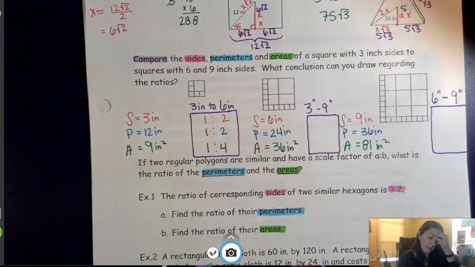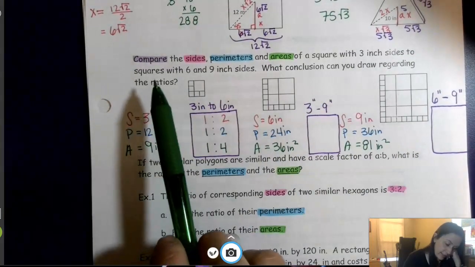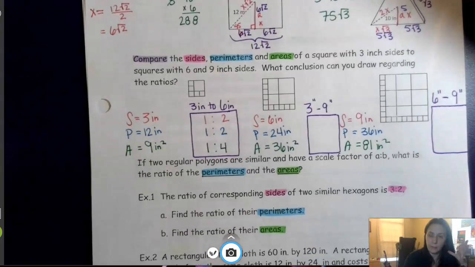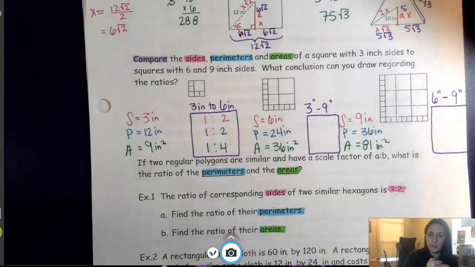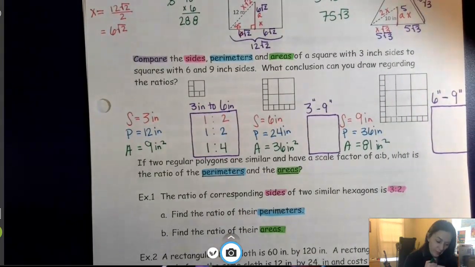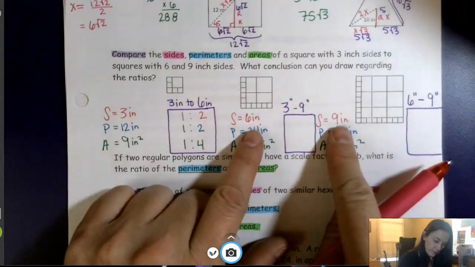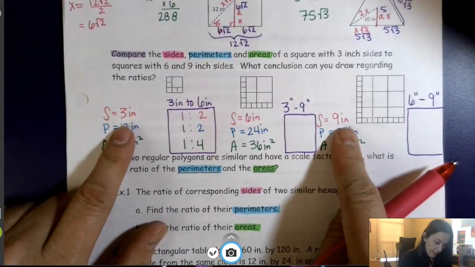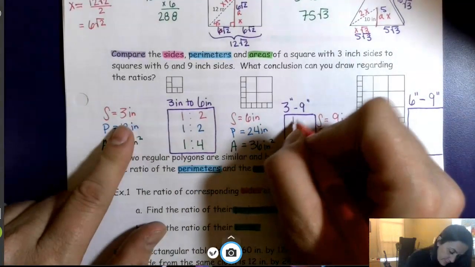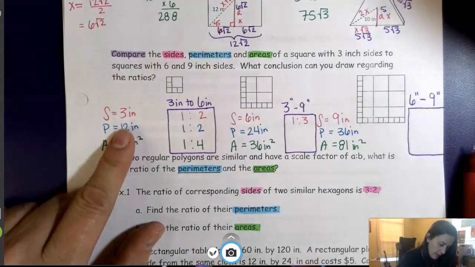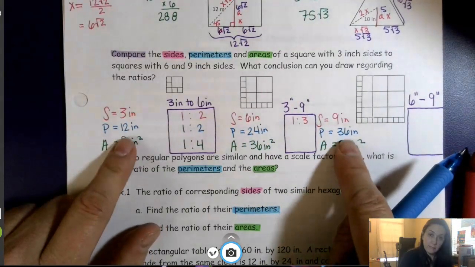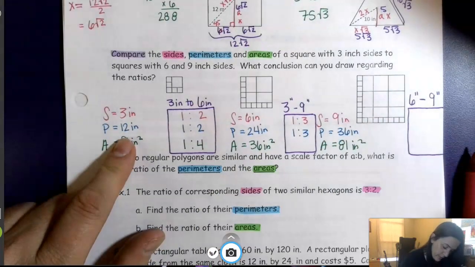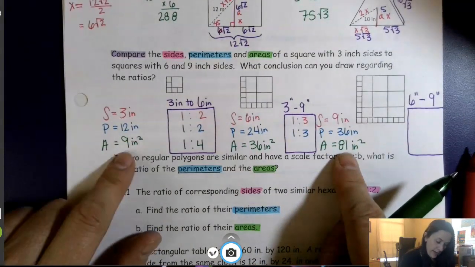So I want to see what happens. If I have a square with 3-inch sides and I want to get 6-inch and 9-inch sides, I want to compare them. What's the conclusion we can draw regarding the ratios? So we want to compare the ratios and figure out what we can about the shapes. This one's going to be 3 to 9, which is 1 to 3. 12 to 36, that one will be 1 to 3. The last one here is going to be 9 to 81.